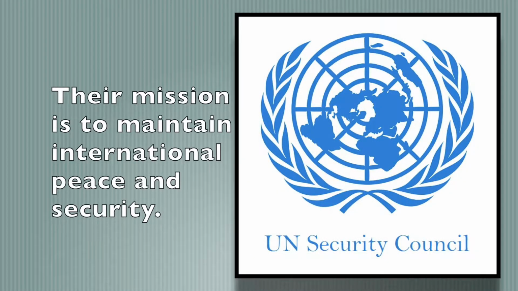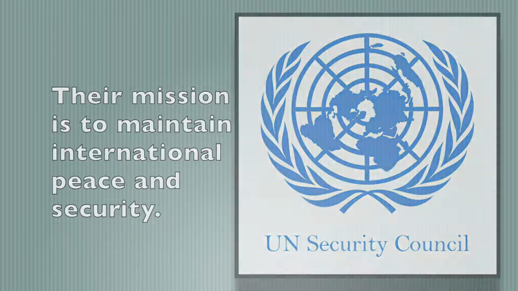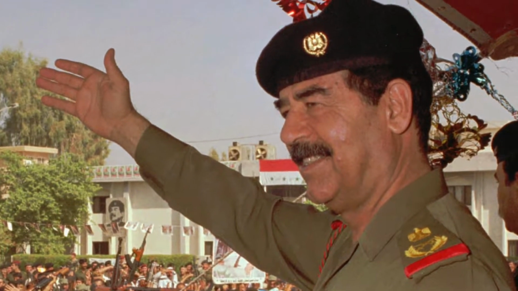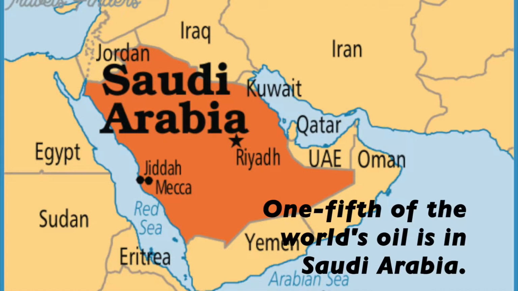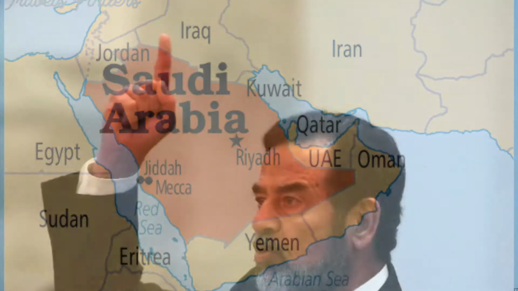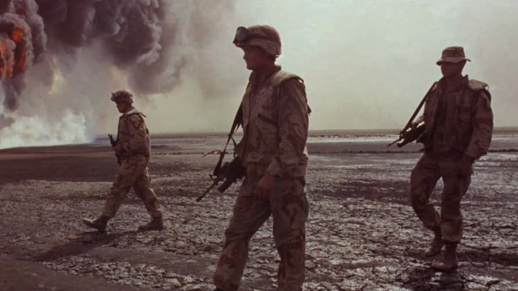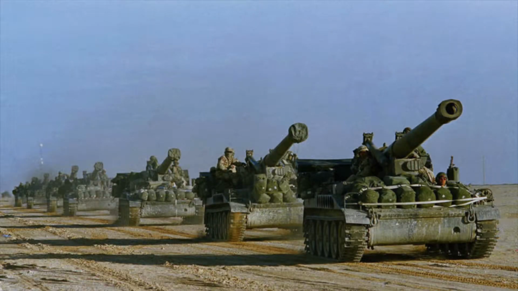For several months, the United Nations Security Council tried to negotiate with Iraq. The fear was that Saddam Hussein would keep going and eventually invade Saudi Arabia, where 1/5 of the world's oil supply is found. But Saddam Hussein did not listen. Fearing a takeover of Saudi Arabia, the coalition forces sent ground troops there. This was called Operation Desert Shield. 500,000 troops were there just in case Iraq attacked.